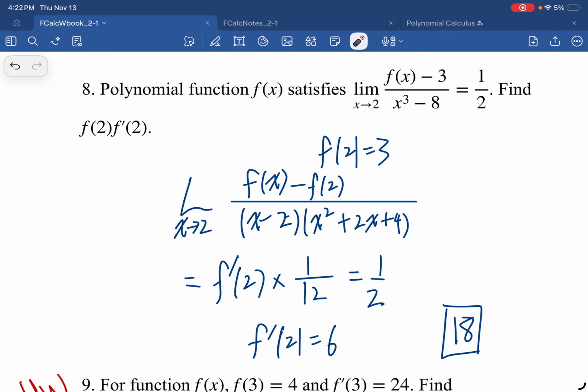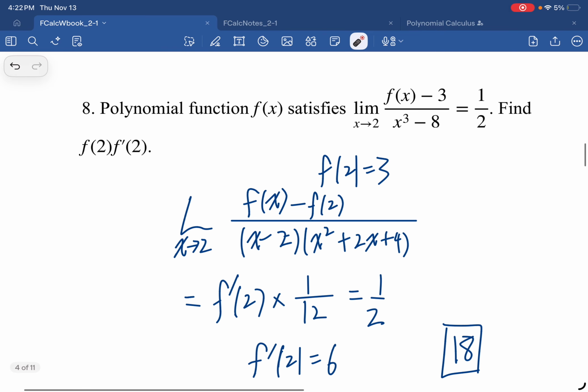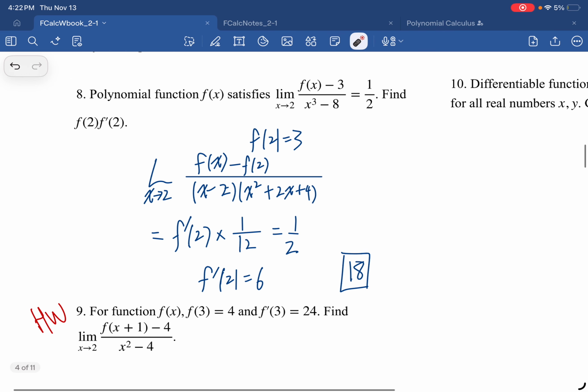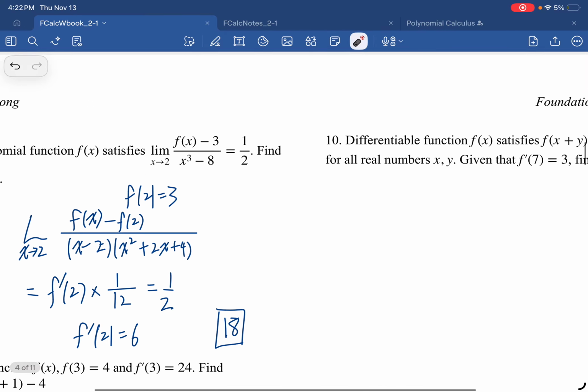So getting the habit of, if you recognize that this must go to 3, then replacing it with f of 2 will greatly help you in identifying those differential coefficient limits.